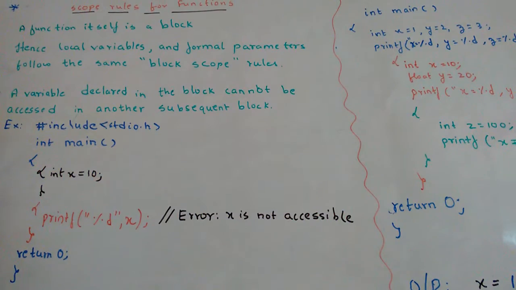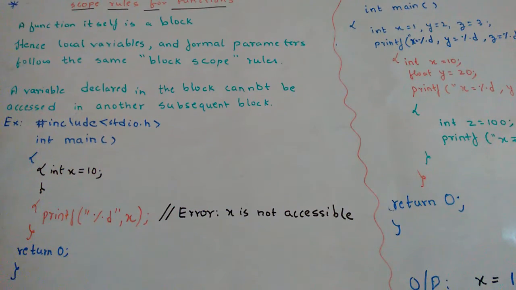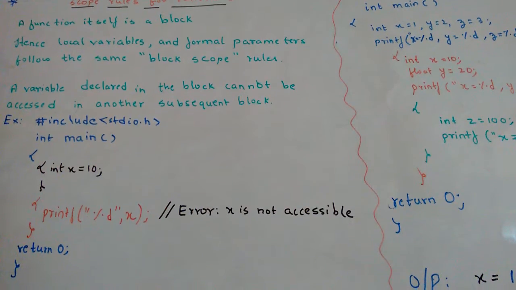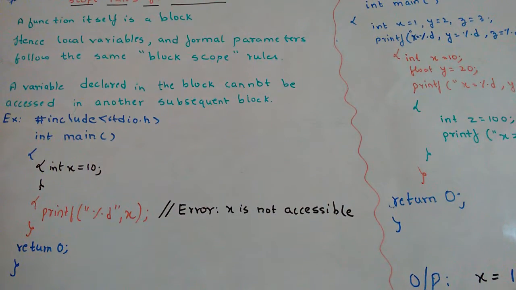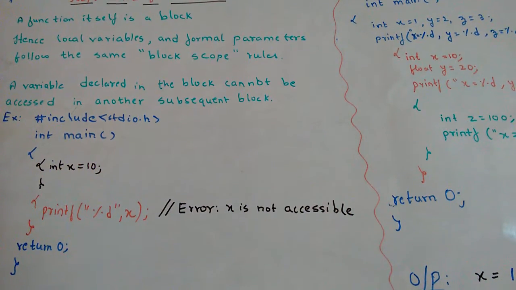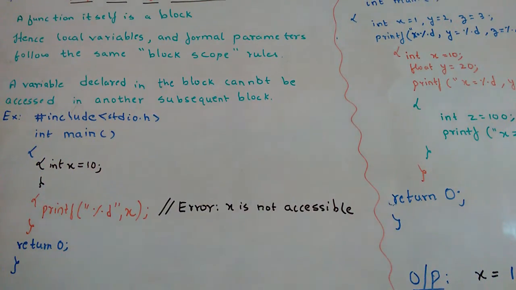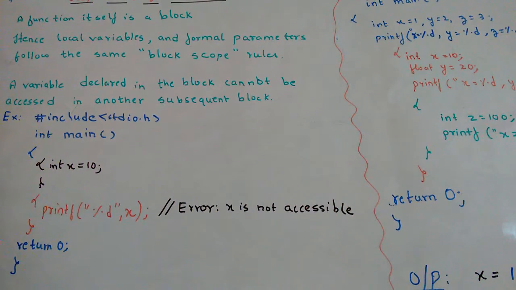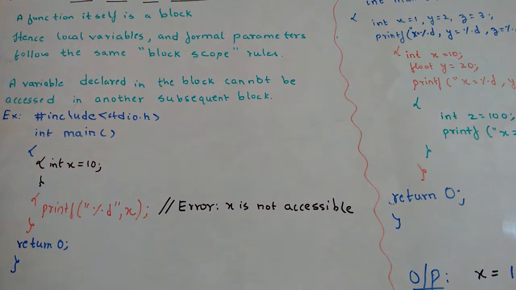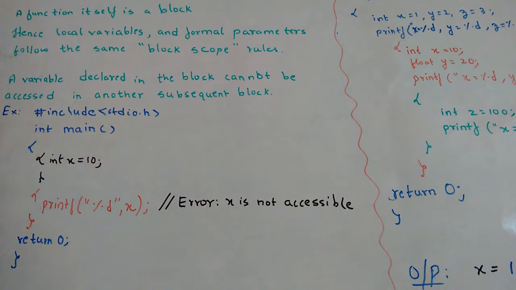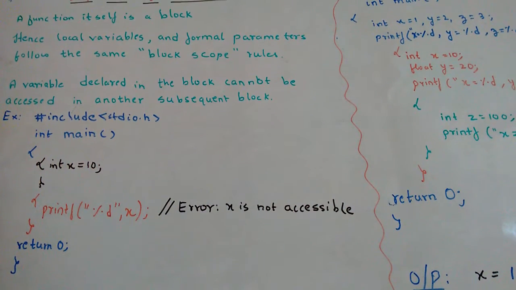Note that a function opens with a curly brace and ends with a curly brace. In other words, a function itself is a block. Therefore, all the local variables and all the formal parameters would follow the same block scope rules that we discussed in the previous video. The same rules would apply within user defined functions also. Why would it change? This is one point I just had to explicitly tell you and make clear.